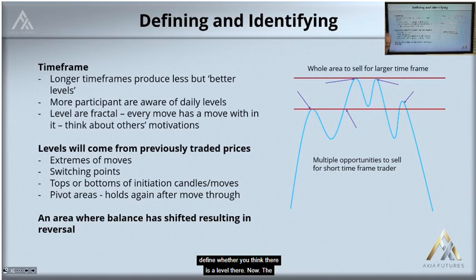Now, the obvious one is an extreme of a move. So most recent swing high, swing low. Nice and simple. That's going to be a daily high or a daily low. It's a single point where the market's traded down to and bounced back away from.